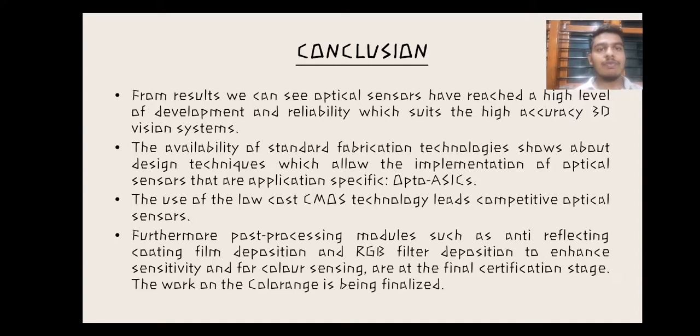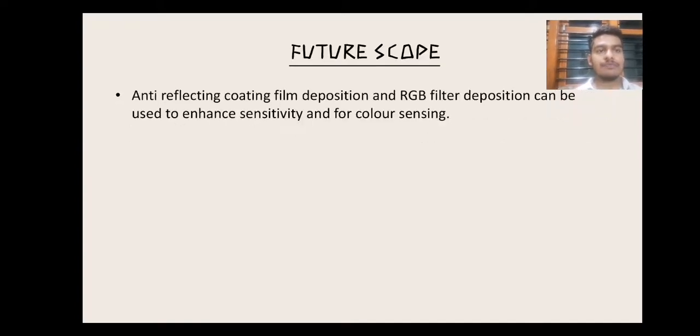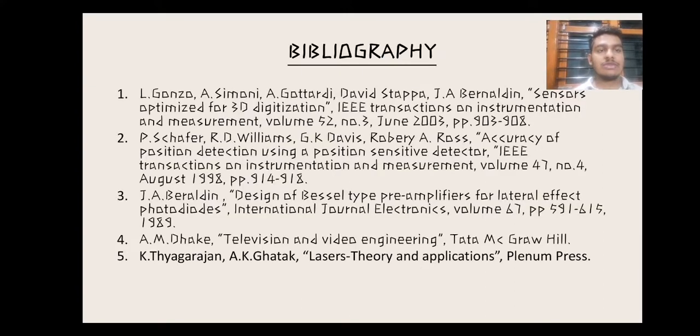Conclusion. From the results we can see optical sensors have reached a high level of development and reliability which suits high accuracy 3D vision systems. The availability of standard fabrication technologies shows good design techniques which allow the implementation of optical sensors that are application specific. The use of low cost CMOS technology leads to competitive optical sensors. Future scope: anti-reflecting coating film deposition and RGB filter deposition can be used to enhance sensitivity and for color sensing. These are the references.